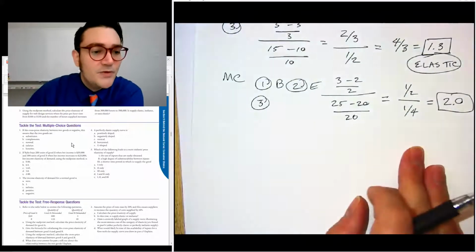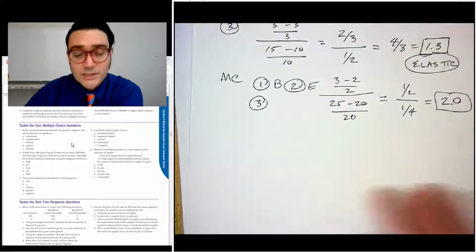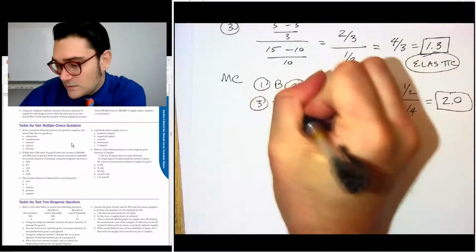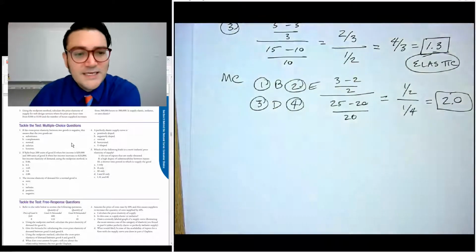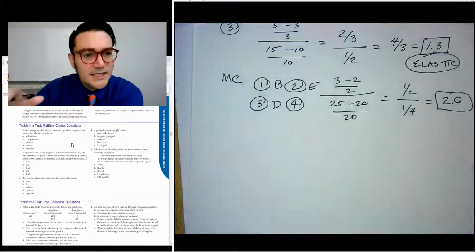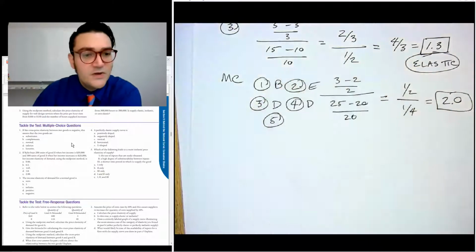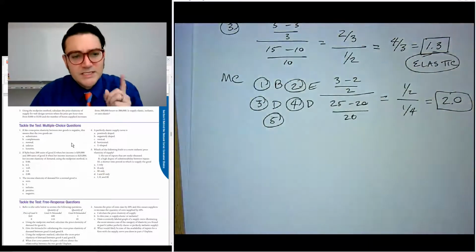Number 3, the income elasticity of demand for a normal good is just a positive number. So let's see if that's in here. It is D. Number 4, perfectly elastic would be a horizontal line. So that's D again. And number 5, which of the following leads to more inelastic price elasticity of supply?